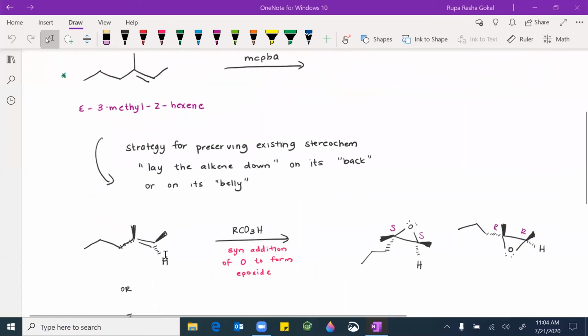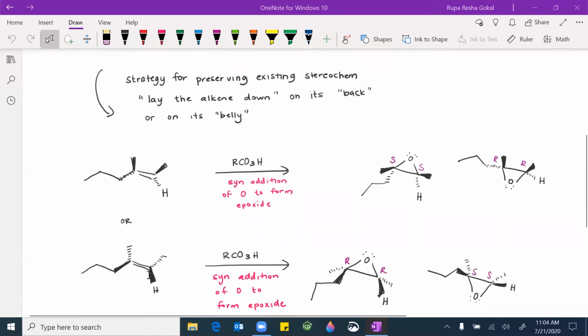Okay. You don't do this in any other case. We don't put wedges and dashes on sp2 hybridized carbons because they're not wedged or dashed. They're trigonal planar. But this is the strategy for getting the right answer here. So if I laid this alkene down on its belly, then the methyl arms are coming out at us, and the propyl and the hydrogen are going away from us, okay?